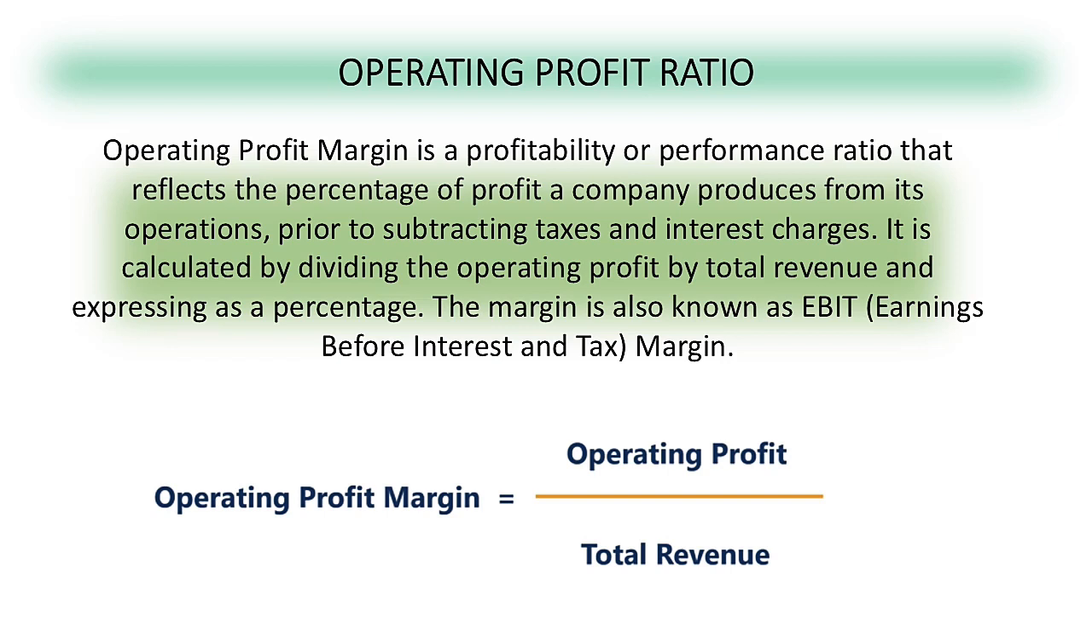Next one is the operating profit ratio. It is the profitability or performance ratio that reflects the profit the company produces from its operations prior to subtracting taxes and interest charges. It is calculated by dividing the operating profit by total revenue and expressing it as a percentage. So the margin is also known as EBIT, or earnings before interest and tax margin.